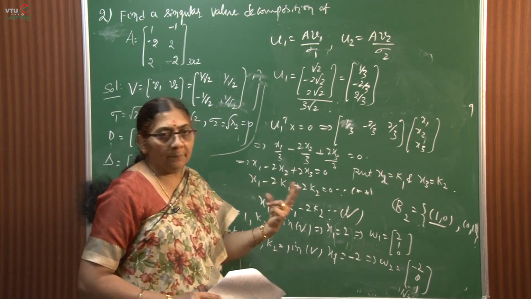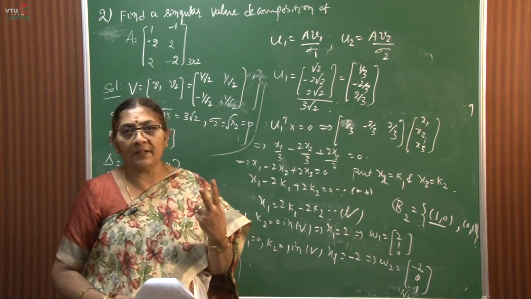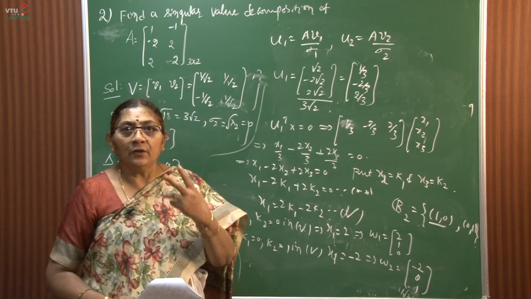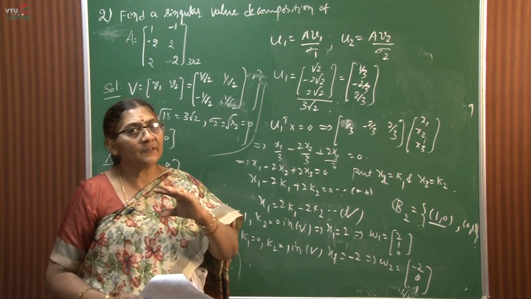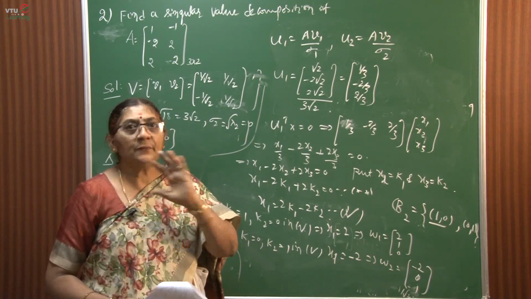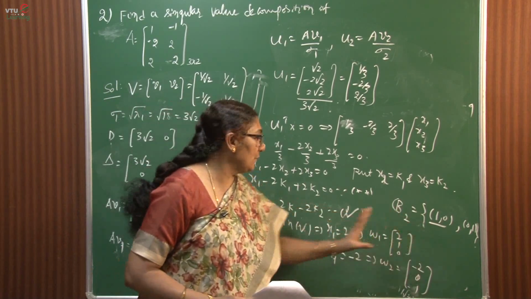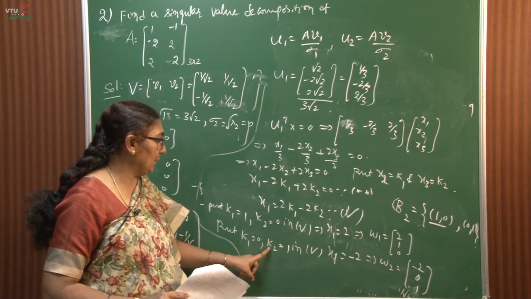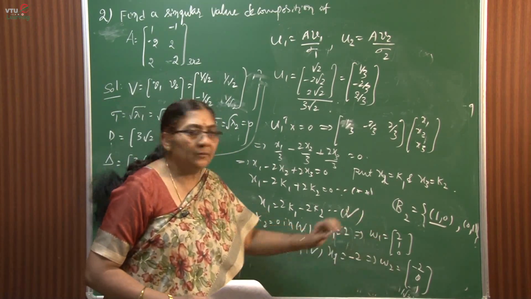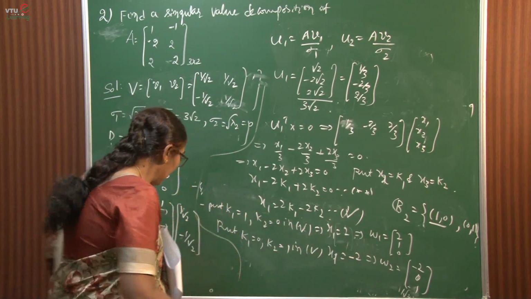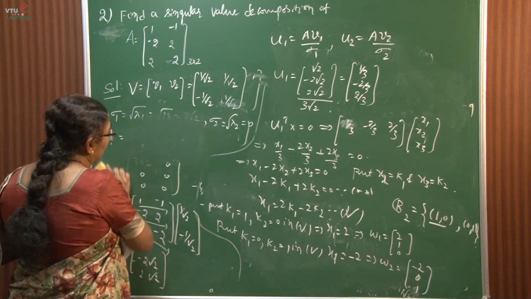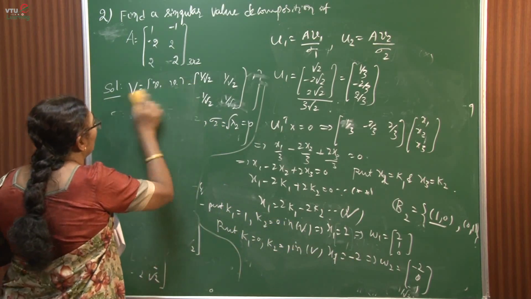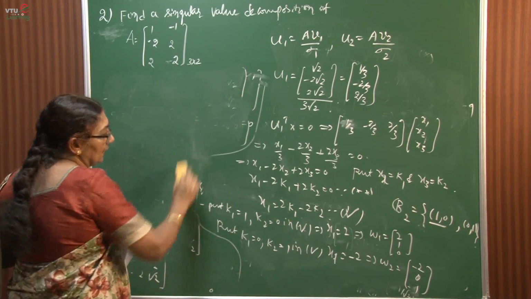Therefore, now I choose x2 is k1 and x3 is k2. Now it is 2 components. In the 2, what are the standard vectors? 1, 0 and 0, 1. You know the standard vectors form a basis. That's why I choose the standard vector values 1, 0 and 0, 1. Therefore, I take k1, k2 values 1, 0 and then 0 and 1. From that we get 2 sets of vectors. Now I have to verify whether these 2 vectors are orthogonal to U1.